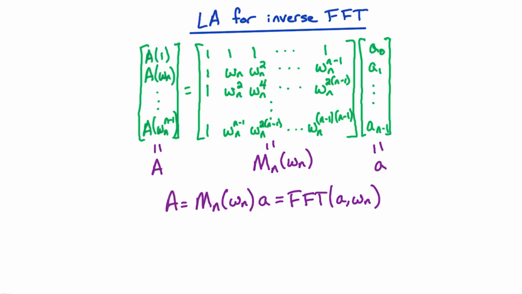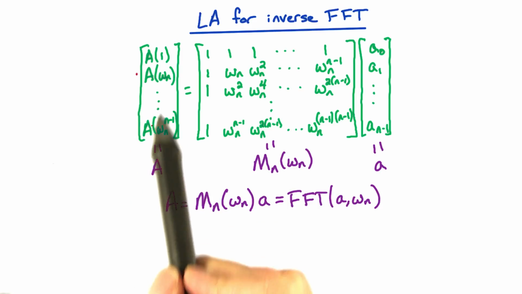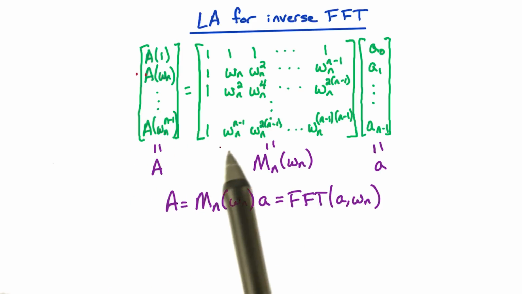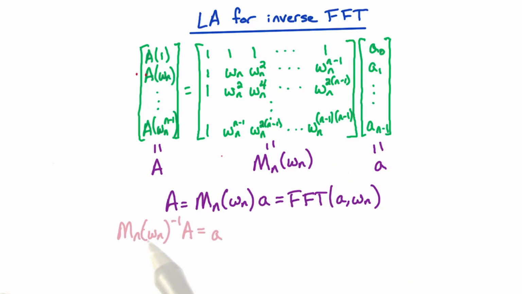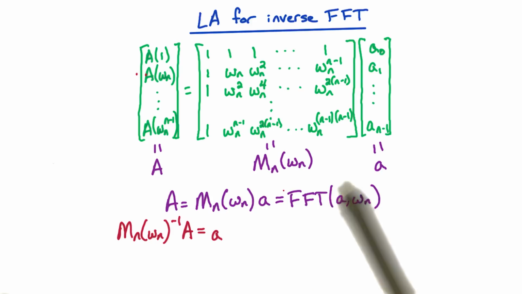Now what do we want to do for inverse FFT? Now we want to take this value of this polynomial at these nth roots of unity and compute the coefficients. Well, suppose this matrix has an inverse, and we multiply both sides by this inverse. Well, then we have that the inverse of this matrix times this vector capital A equals this vector little a.